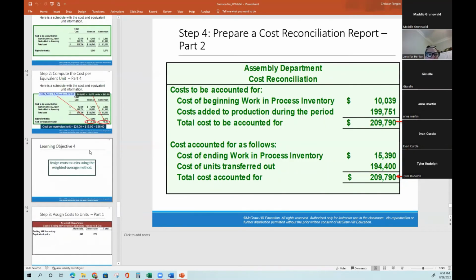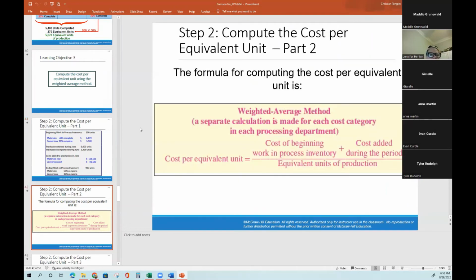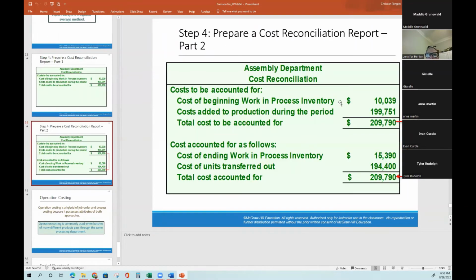I'm going to go back a few slides. This is all the information that they're giving me to be able to do the calculations. This isn't anything that I figured out. This is just given to me in the problem. So it's telling me that my beginning work in process has this amount for materials, this amount for conversion. If you add the 6119 and the 3920 together, that gives you that top section, which is 10,039.